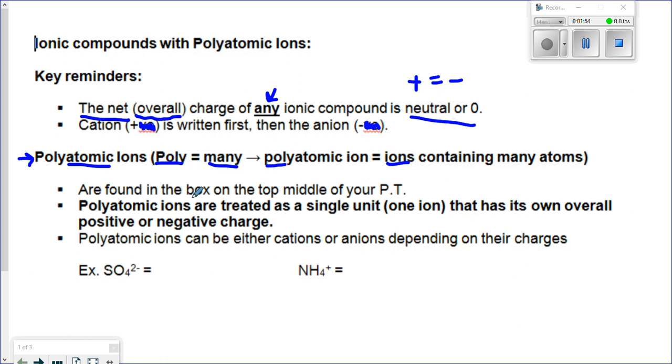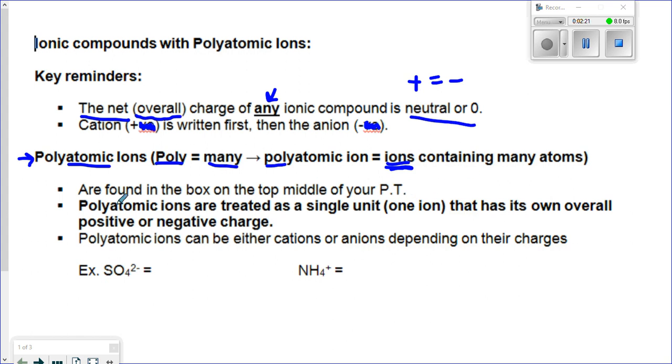In your periodic table, it's on the left-hand side, up above the periodic table. It says table of polyatomic ions. Again, polyatomic means it has many atoms, and when we're talking about ions, that means it has a positive or negative charge. It's found in the box in the middle of your periodic table, on the left page of it.